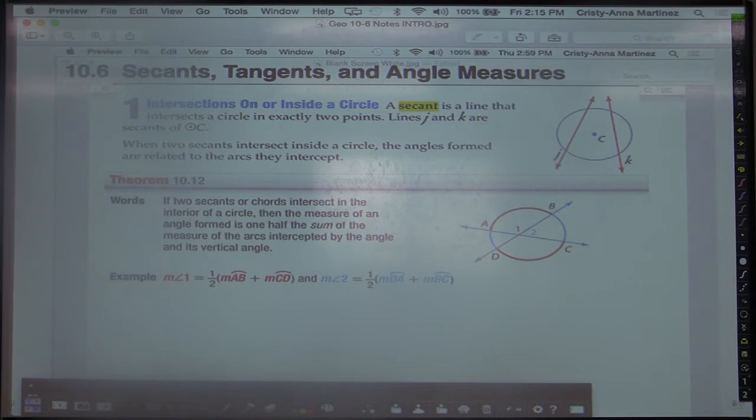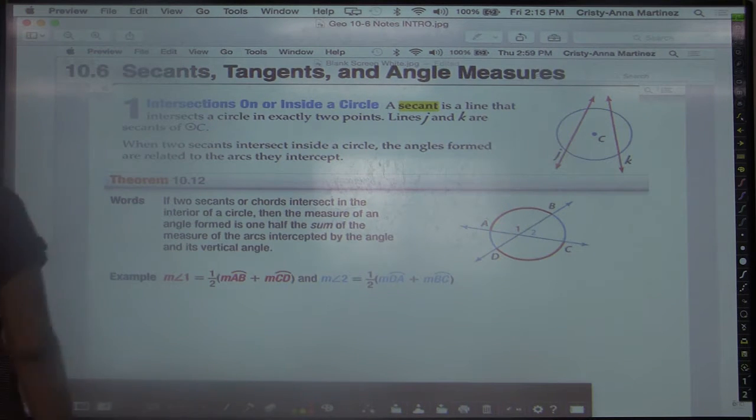Hiya there, folks. This is a geometry video. It's chapter 10, section 6, and today we will be discussing secants, tangents, and angle measures. To get started, we have some vocabulary for you.